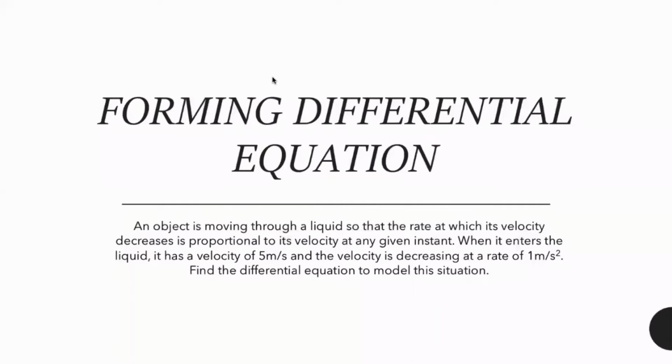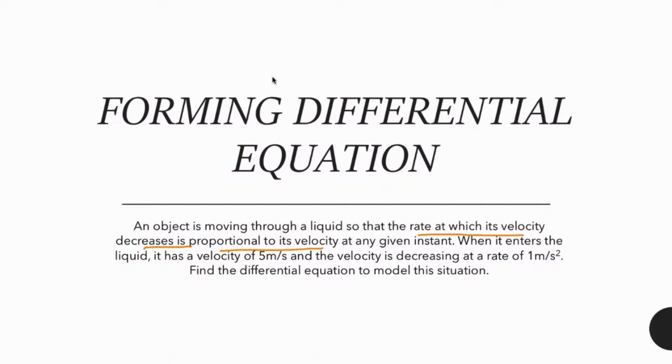Now, let's understand a scenario. How do we form a differential equation? So there is a situation given to us. This is a simple situation to make you understand how we can form a differential equation with a given scenario. Now over here, an object is moving through a liquid so that the rate at which its velocity decreases is proportional. So the first thing to note over here is the rate at which the velocity decreases.